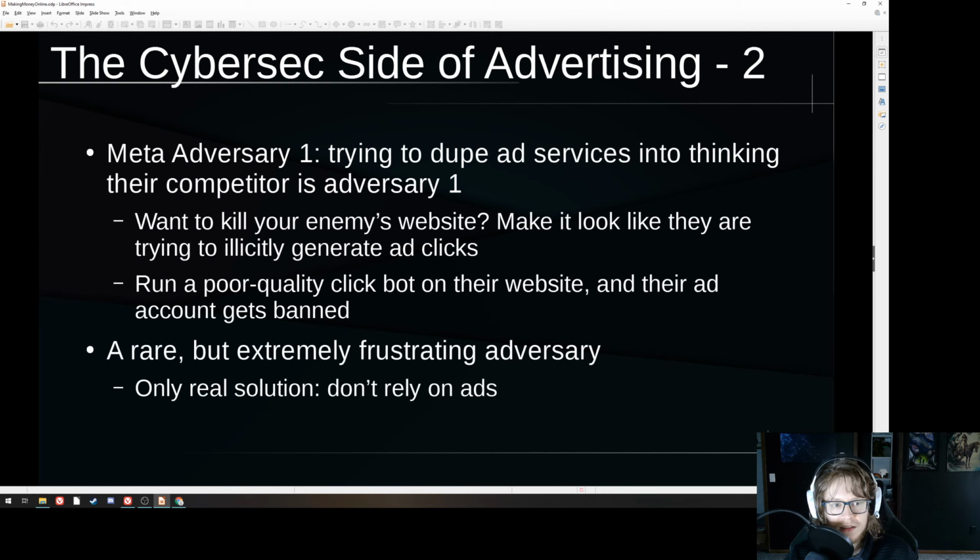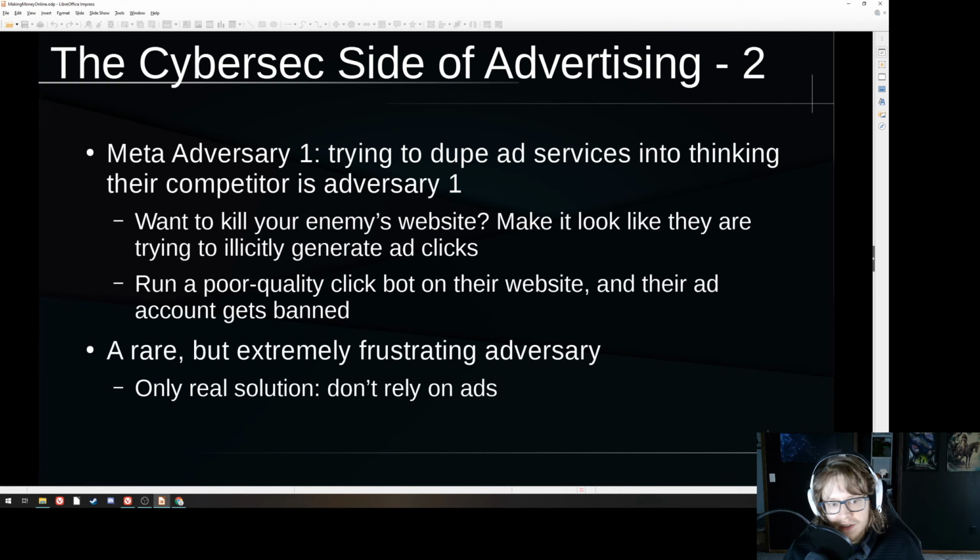If somebody decides to get your website banned, all they have to do is make it look like you're trying to farm ad revenue through automated clicks, and Google will just auto-ban them. And there's essentially no recourse at that point. So this is a very, very unfortunate attack. Don't do this to anyone. It's very mean. But basically, you just run a poor quality click bot on their website, their ad account gets banned, their business will probably be shuttered. So, when done right, no can defend. This is definitely one of those secret arts of cybersecurity.